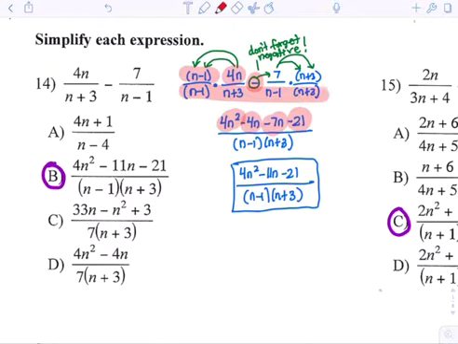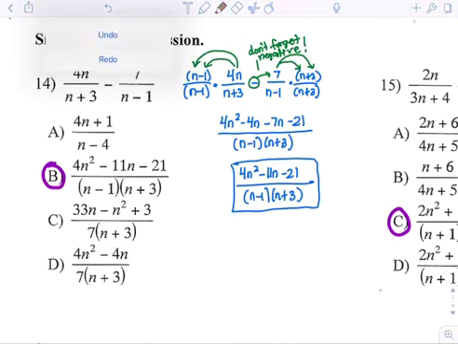we did that, they're going to be the same common denominator. So n minus 1 and n plus 3. Then you guys just simplify the top. Basically, all you gotta do is just combine those. So 4n squared minus 11n minus 21, all over n minus 1 and n plus 3. Okay. So there's that one.